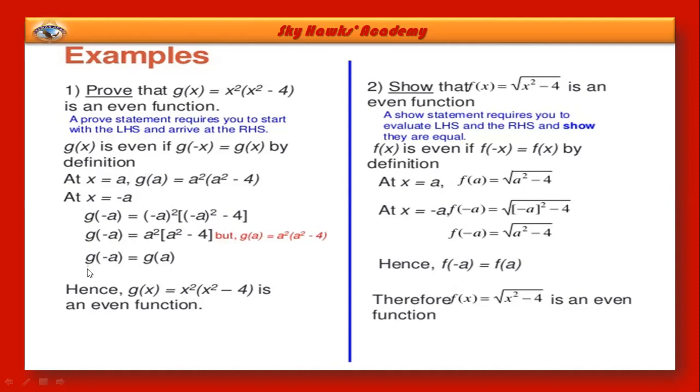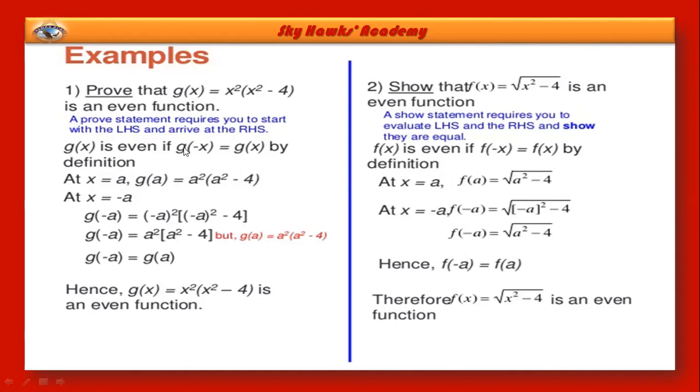G of negative a is equal to g of a. Hence, g of x is equal to x squared times x squared minus 4 is an even function. So this is once again one more function given.